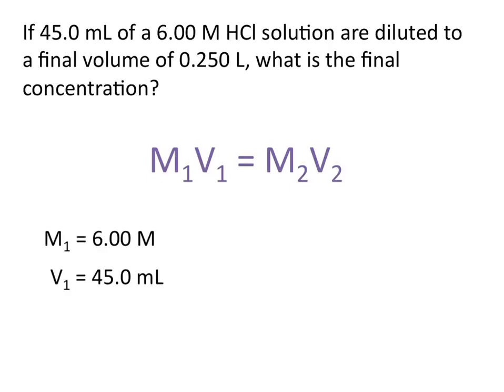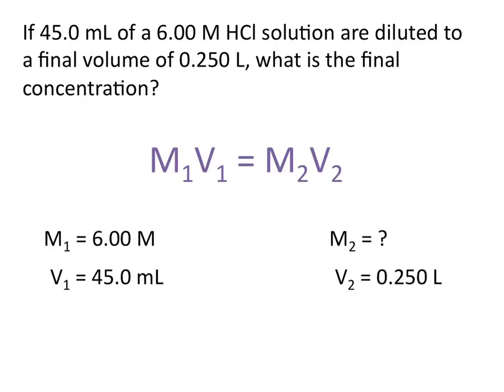The molarity of our first solution is 6 molar, and the volume that we have of it is 45 milliliters. We're asked what the concentration would be when we dilute the initial solution to 0.250 liters, so our second molarity is unknown. And that's the value that we'll be solving for. But if you look at the two volumes given, you'll see that one volume is given in milliliters and one volume is given in liters.